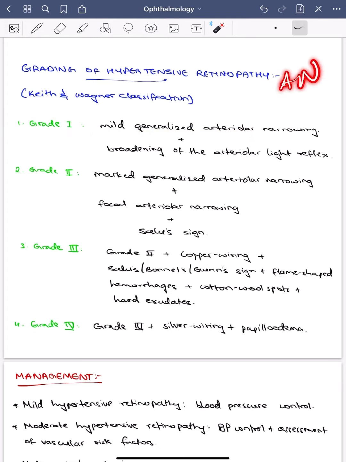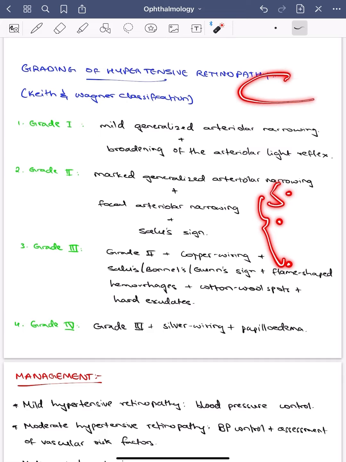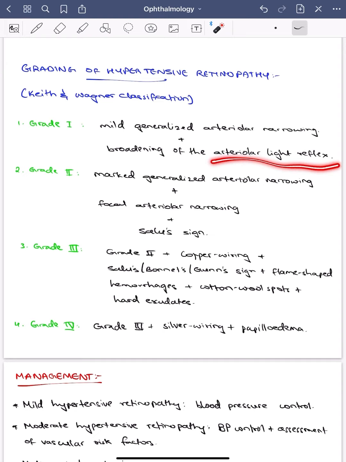Okay, you can remember this by remembering the order of clinical features, that is arteriolar narrowing, arteriovenous nicking, arteriolar light reflex, and finally the three: superficial flame-shaped hemorrhages, hard exudates, and cotton wool spots. If it's only mild generalized arteriolar narrowing and broadening of the arterial light reflex, it is known as grade 1. In grade 2, there is marked generalized arterial narrowing and focal arterial narrowing may be present along with Salus sign, and also the light reflex is less bright and diffuse.